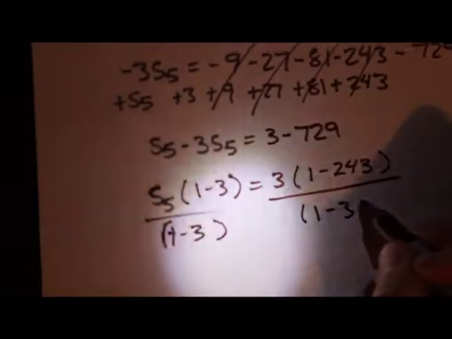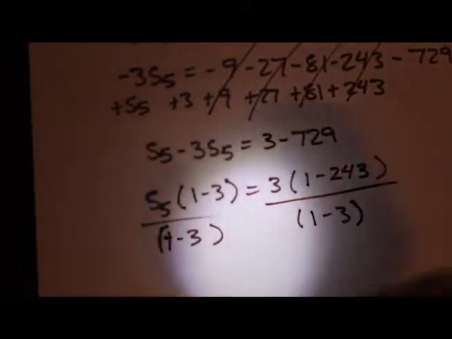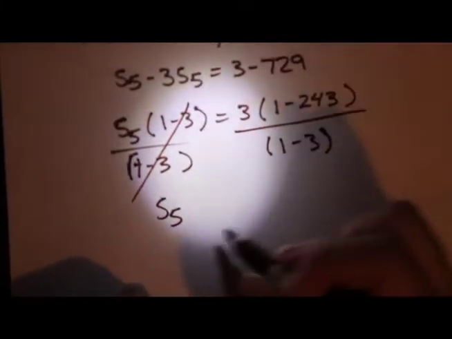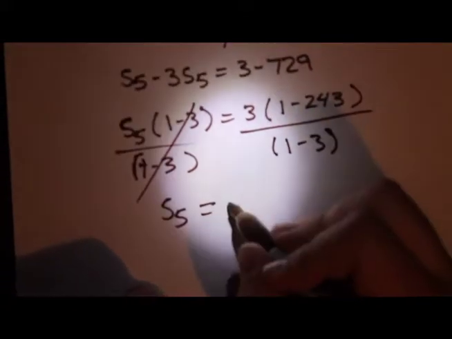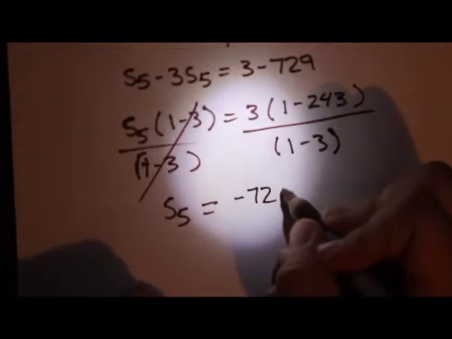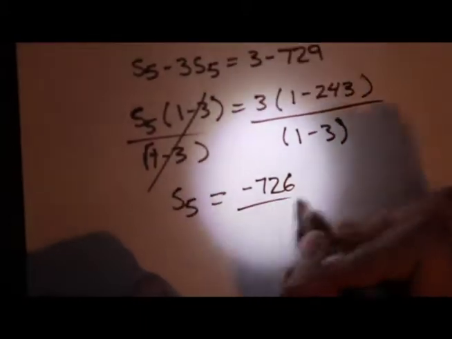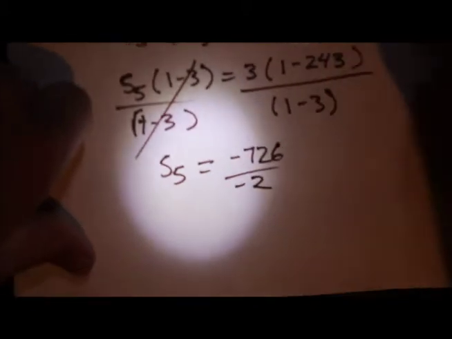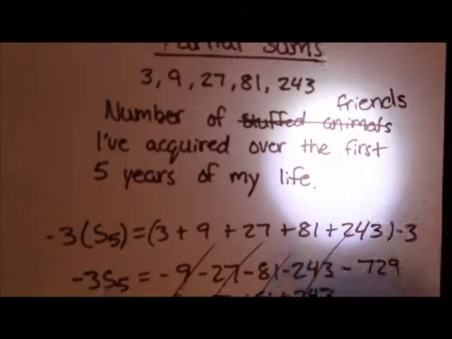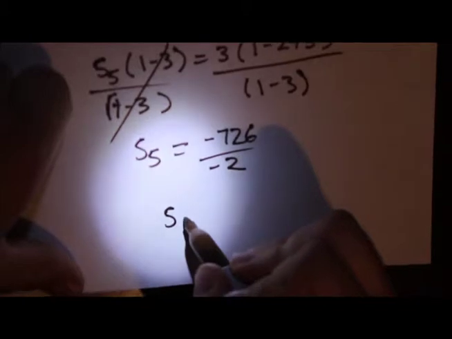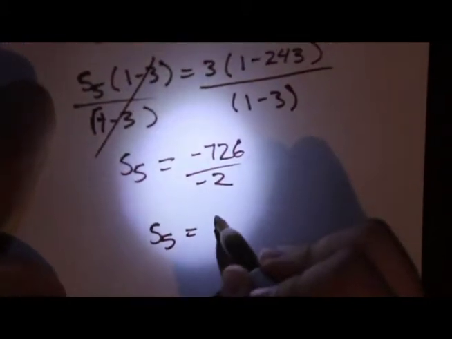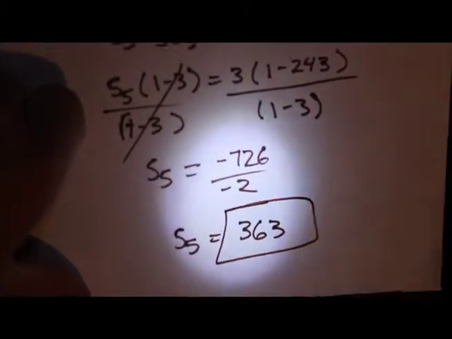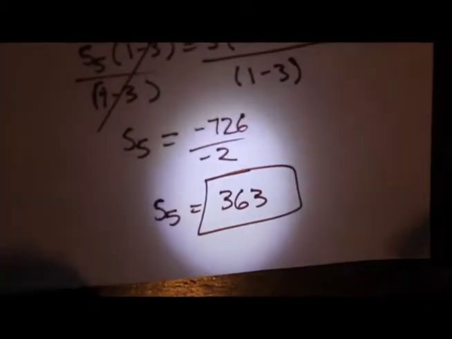So then it becomes S5 after those cross out, and negative 726 over negative 2. So the sum of this question up here, yes, this one, is S5 equals 363. And that, my friends, is how we do partial sums.